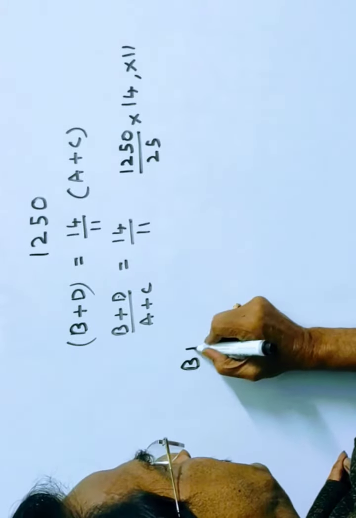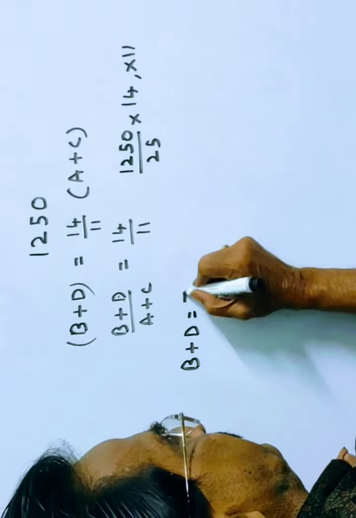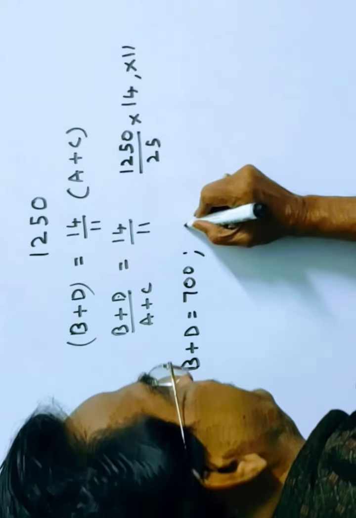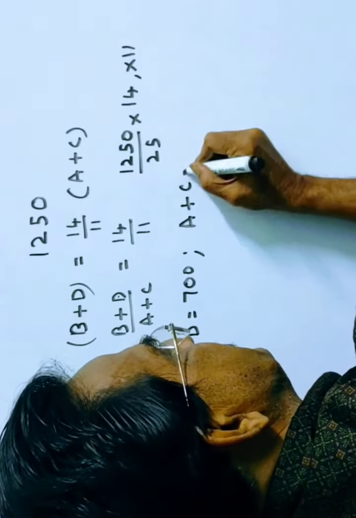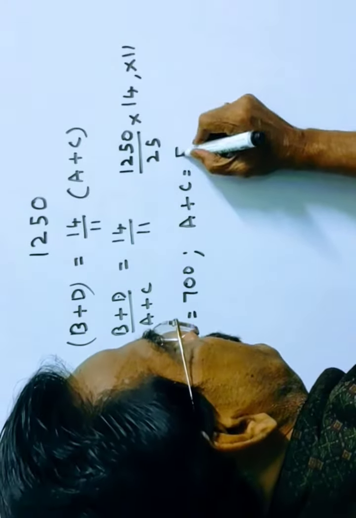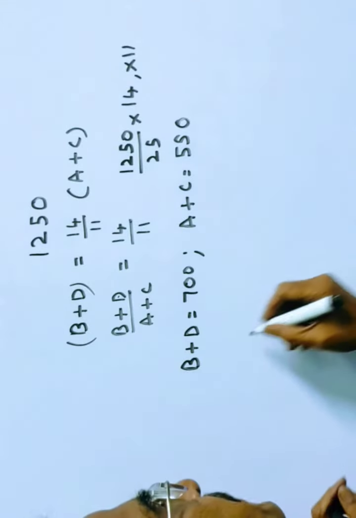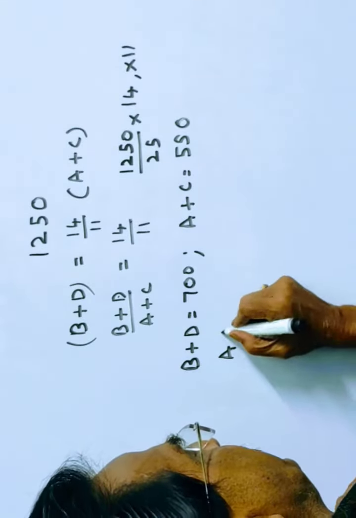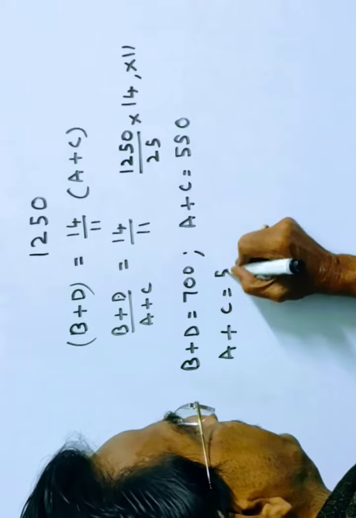So friends, B plus D is equal to 700. And A plus C is equal to 50 into 11, 550. Friends, A plus C is equal to 550.